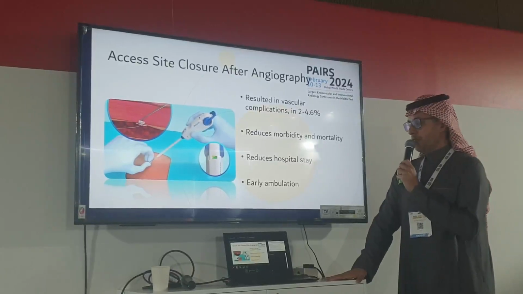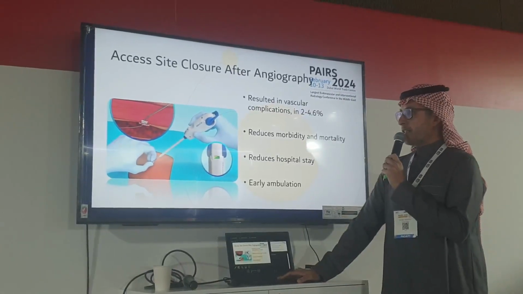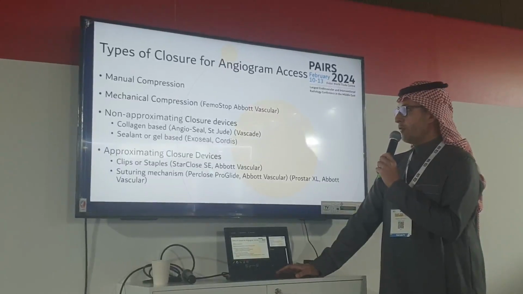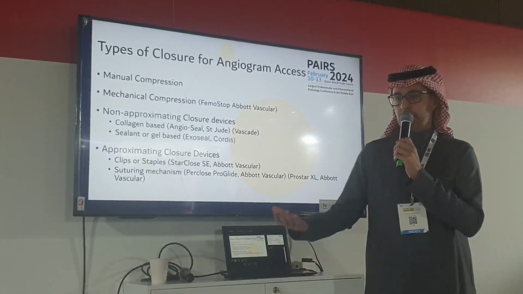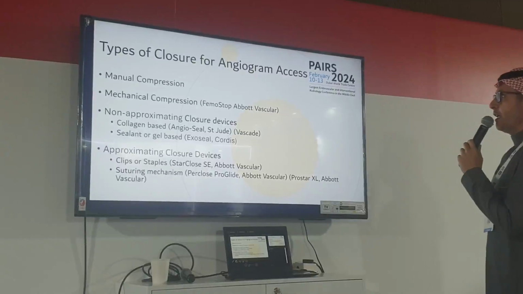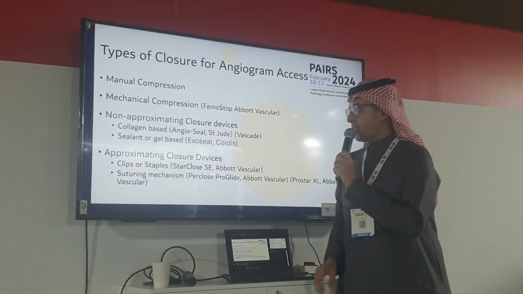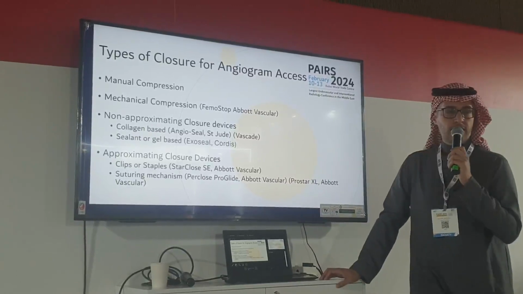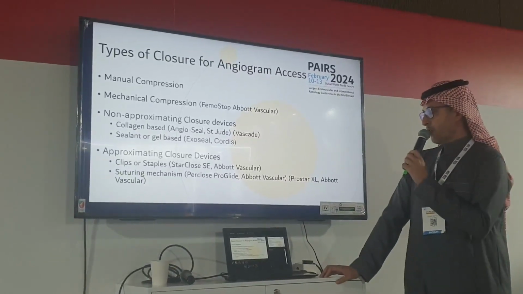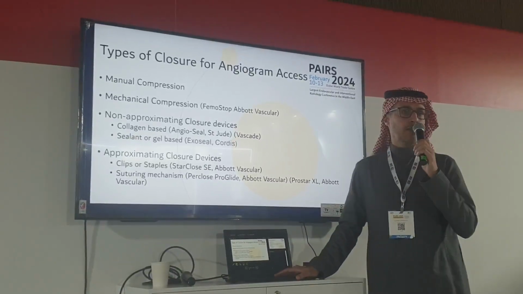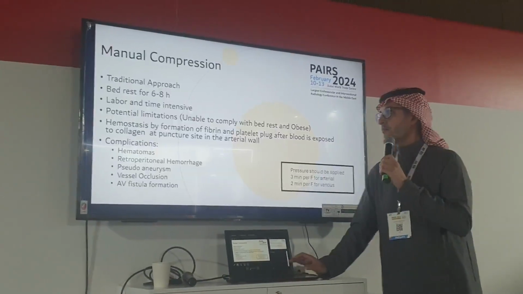So, with the access, we have complications related to bleeding, dissection, hematomas, and the closure devices will reduce morbidity. They reduce the hospital stay. We get early mobilization, and patients really improve, and it's more comfortable compared to compression in the groin. So we have manual compression, mechanical compression, non-approximating closure devices, and approximating closure devices. And we have examples of all these devices here on the hands-on stations.